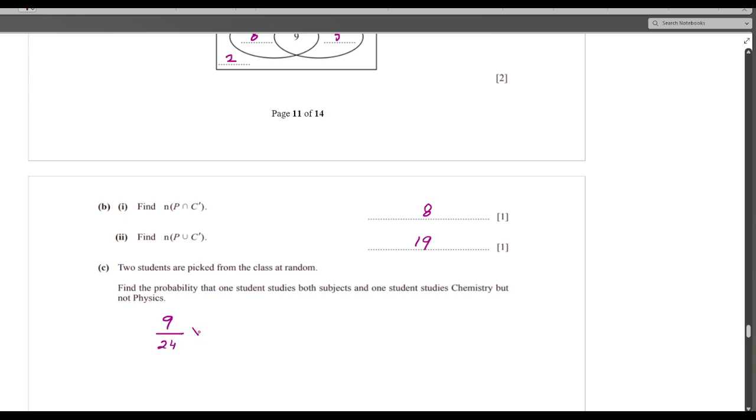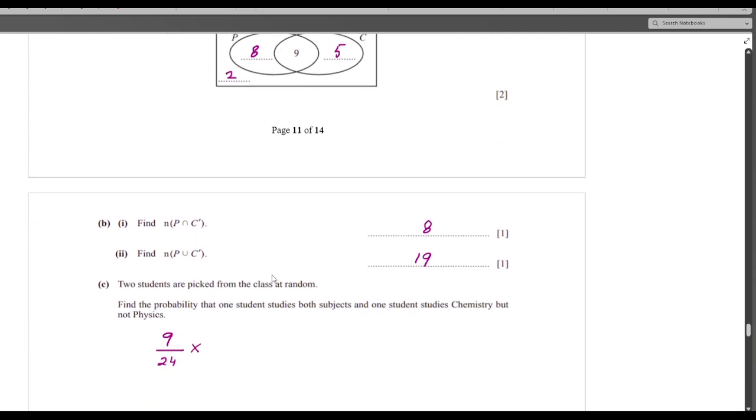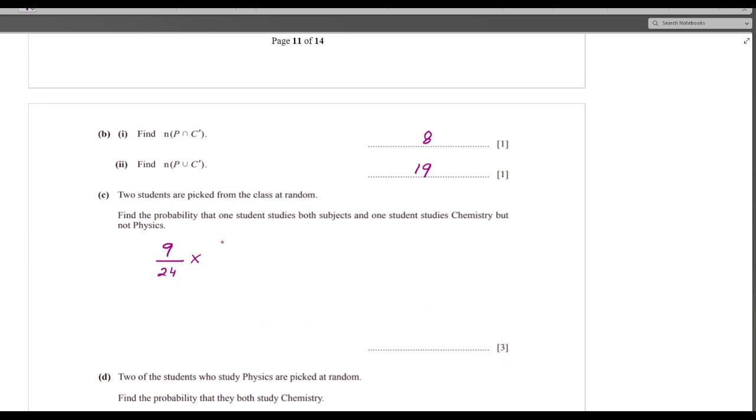24 times. Now the other student studies chemistry and not the physics. So other student will be out of 5. So it is 5 divided by 23. So 9 divided by 24 times 5 divided by 23.